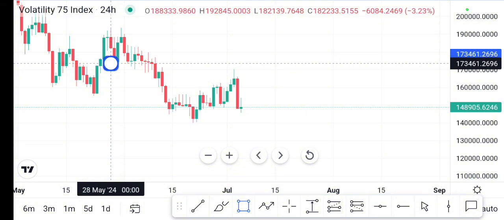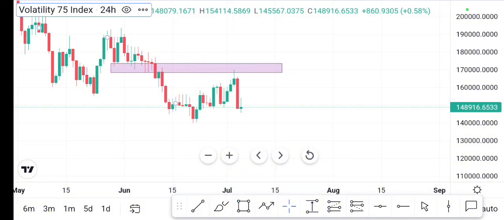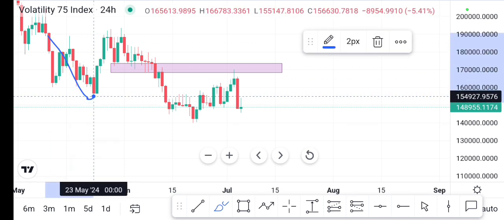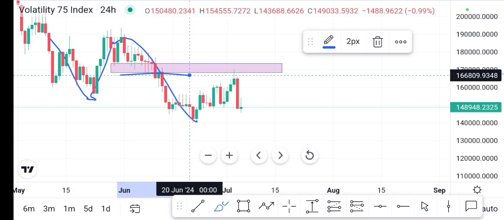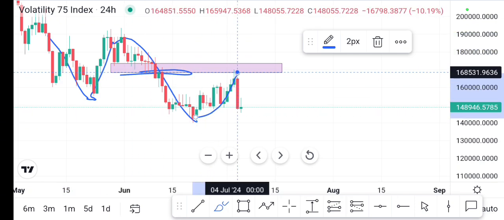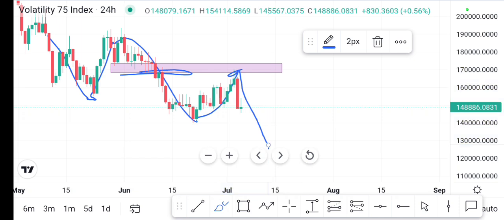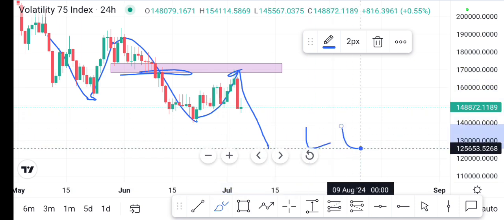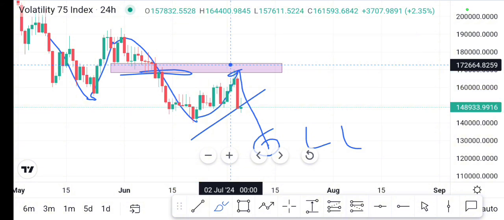Here we have a support zone which was broken, and now the market has come back to make a retest. Here we had a low, we made a high, we made a low, and we broke the structure around this zone. Now we have come to retest this structure, which means we are going to make a new lower low here. So we are looking for sell opportunities, guys.